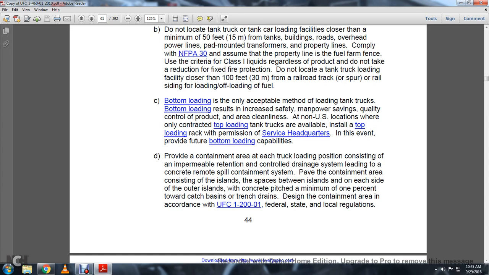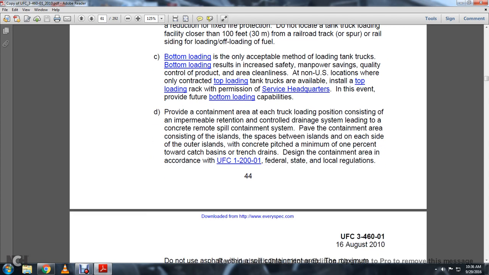Bottom loading is the only acceptable method of loading tanker trucks and tanker cars. Bottom loading results in increased safety, manpower savings, quality control, and area cleanliness, and is used except where only top-loading tanker trucks are available. Install the top-loading rack only with permission of the service headquarters, in the event it is provided with future bottom loading capabilities.